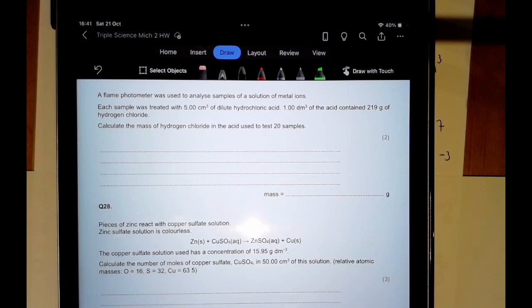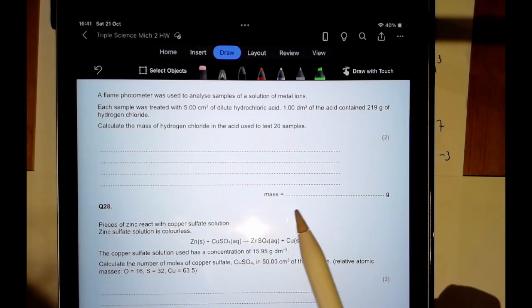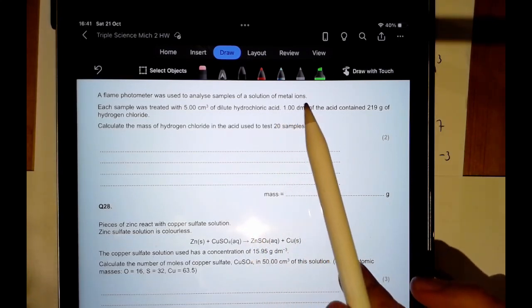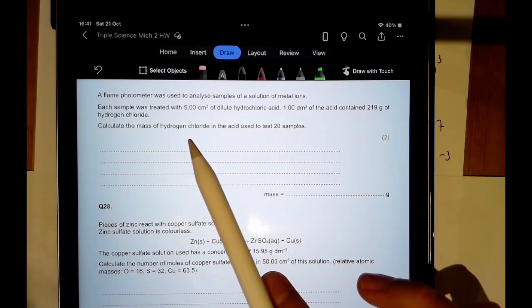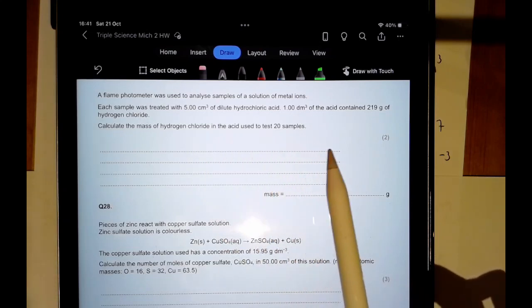We're always dealing with solutions when we're looking at concentration. Each sample was treated with 5 centimeters cubed of dilute hydrochloric acid. 1 decimeter cubed of the acid contains 219 grams. How much hydrogen chloride was the mass used to test 20 samples?